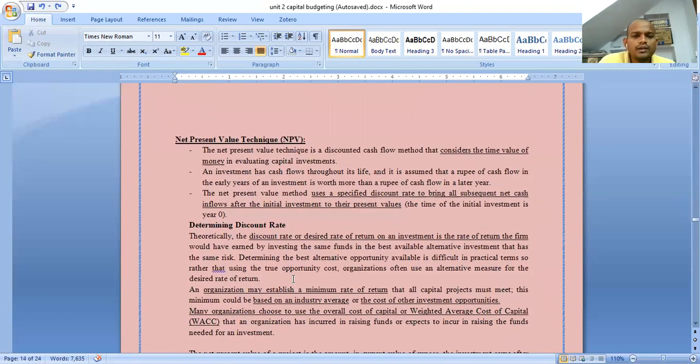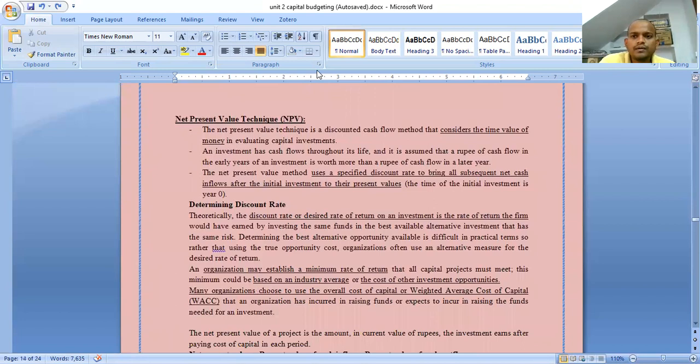Coming to the next method, net present value technique.